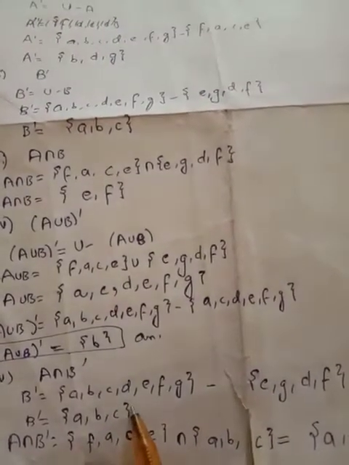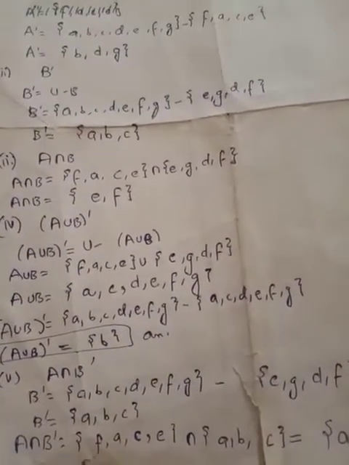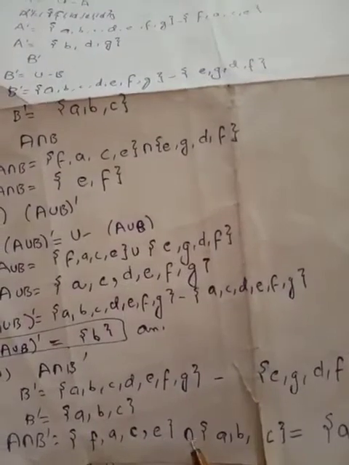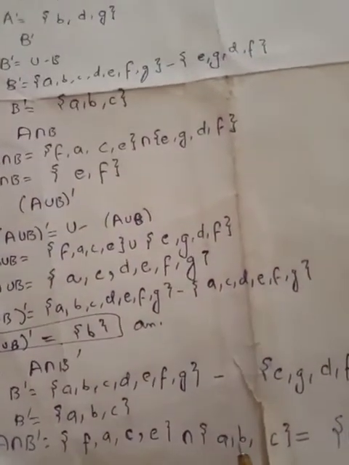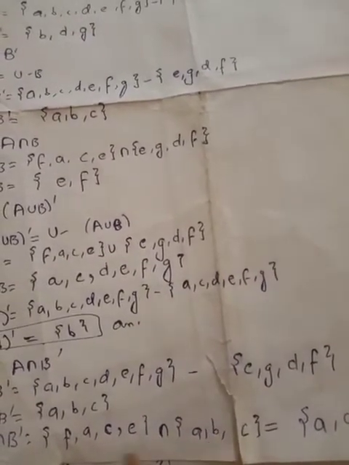This is the B complement. Now we will do the intersection of B complement with set A. Set A is F, A, C, E and we will do the intersection with the B complement. Which elements are common in B complement and A? Only A and C are common in both sets. So our answer is A, C.